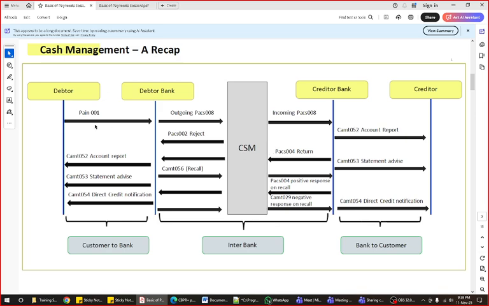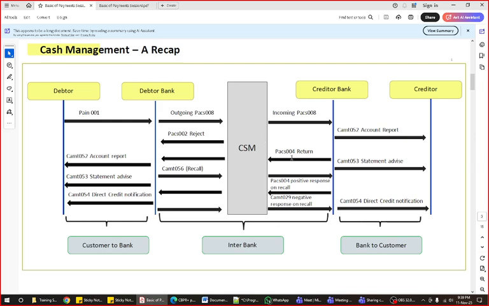So till now we have seen only one flow: pain.001, pacs.008, reject or accept. There is one use case. Another use case is pain.001, pacs.002 acknowledgement positive, pacs.008 not rejected, accepted, and then it is moved to clearing and settlement, and money is credited to the creditor. So this is the second flow we have studied here. One flow is reject, one flow is accept. Depending on the creditor, maybe one flow, two flows, three flows, but you can say only two flows we have seen till date.